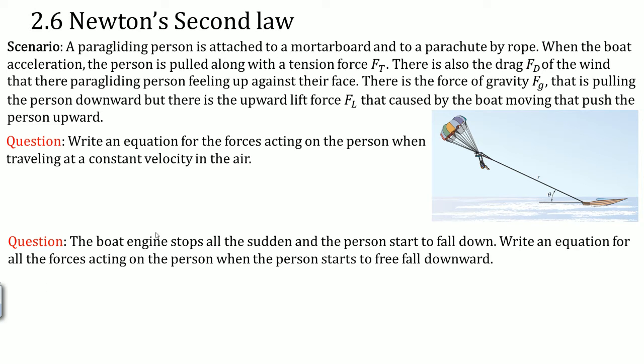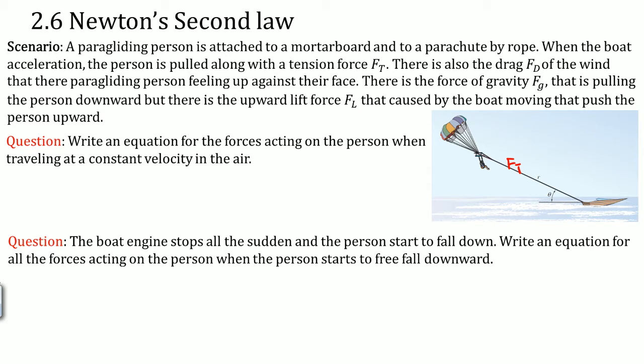Scenario: a paragliding person is attached to a motorboat and to a parachute by a rope. When the boat accelerates, the person is pulled along with a tension force Ft. Let's just label that right here. Ft.